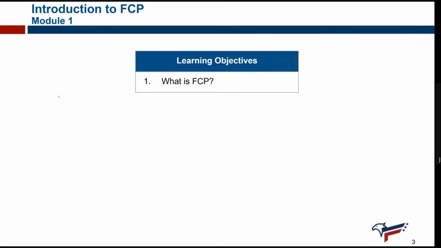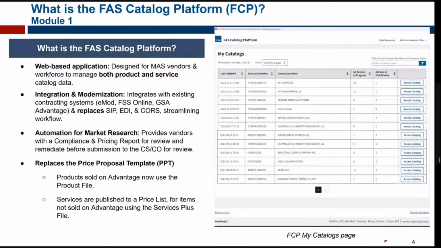All right, kicking us off, starting with what is FCP. The FAS Catalog Platform, or FCP for short, is a web-based application designed for both vendors and the workforce to manage catalog data for products and services. There are a few key things to understand about FCP.